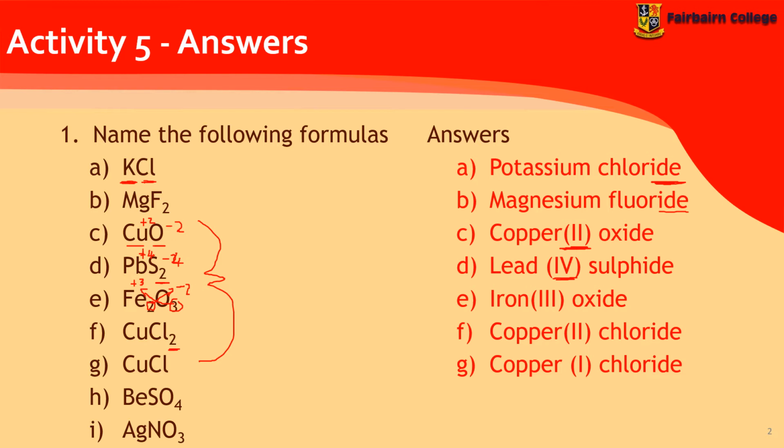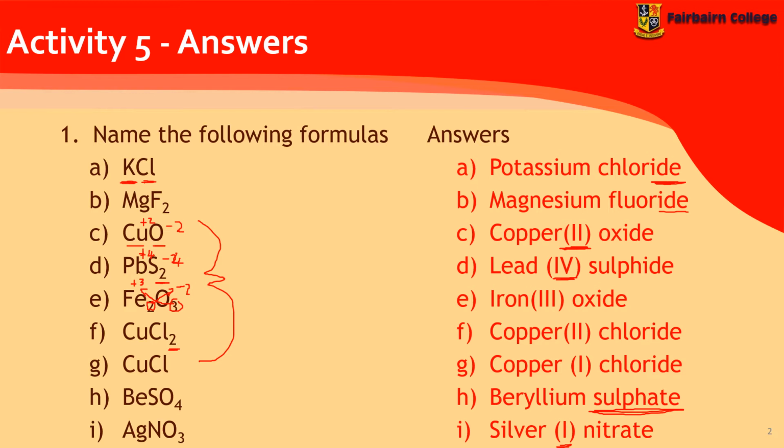And then for the last two, we are working with polyatomic ions. So in this first case, we have beryllium sulfate. So SO4 is sulfate. So again, you must study and remember the names and the chemical formulas of the polyatomic ions. And then the last one, we have silver nitrate. So again, here we have a variable valency of +1, so it's silver(I) nitrate. And nitrate, again, you have to study and remember NO3 is nitrate.